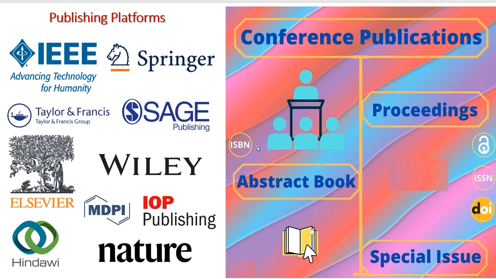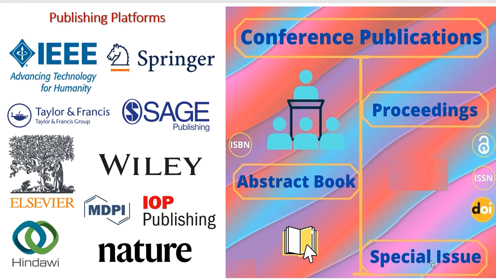An abstract book comes with an ISBN. Here ISBN means International Standard Book Number, and proceedings also give an ISBN. Some conferences go through a journal, and that type of publication comes under a special issue. They give a unique number for the publication, whether it is an abstract book, proceeding or special issue, whatever it may be.